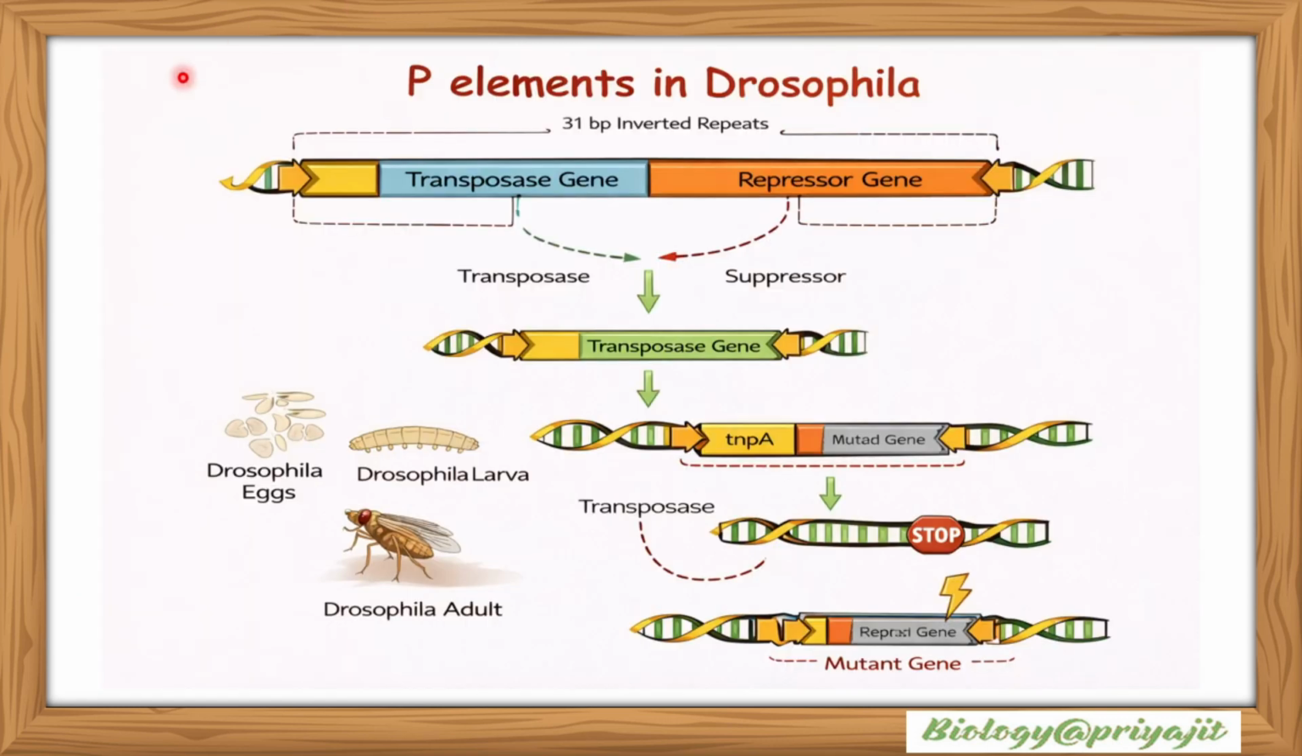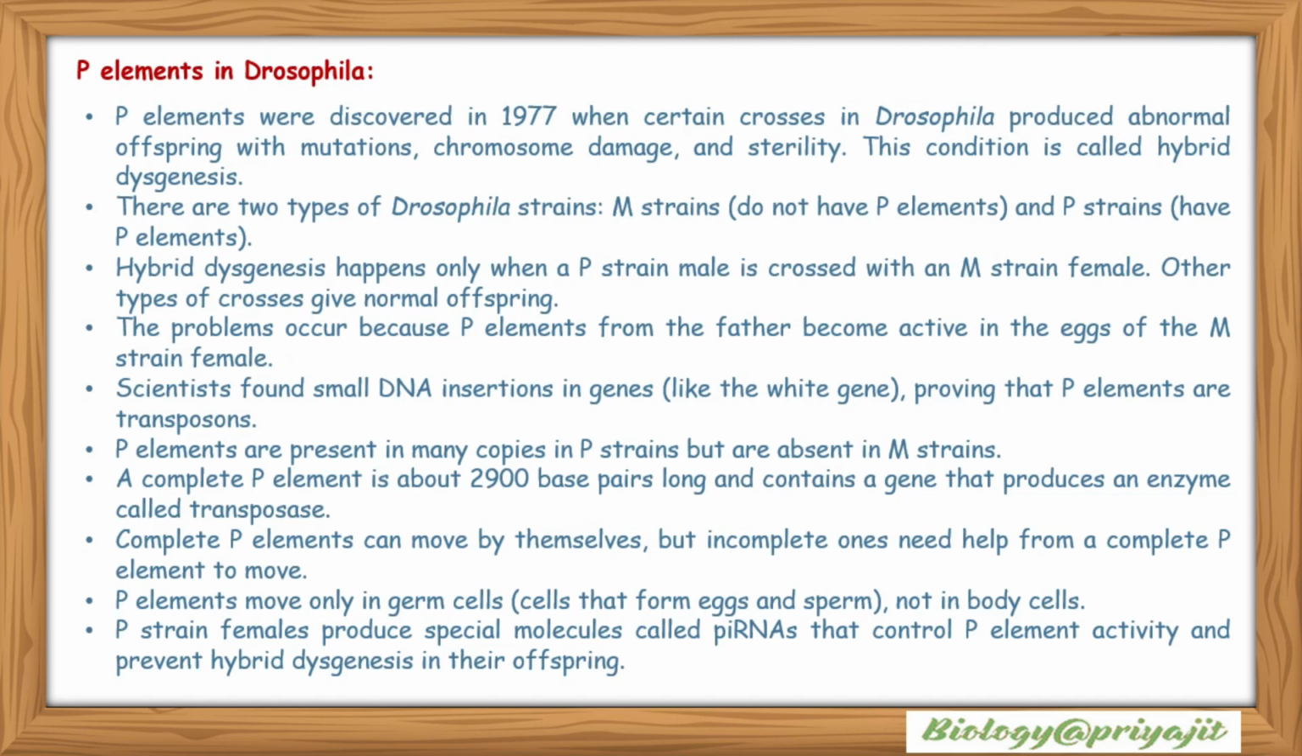So this is the diagram showing the P elements in Drosophila. It's an important transposon. P elements were discovered in 1977 when certain crosses in Drosophila produced abnormal offspring with mutations, chromosome damage and sterility. This condition is called hybrid dysgenesis.